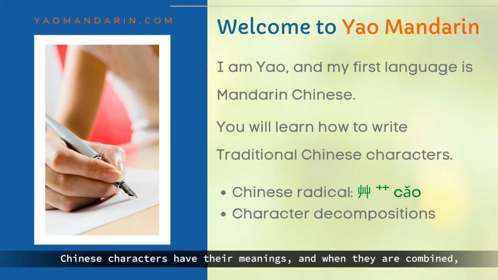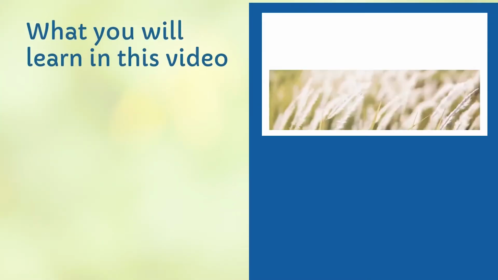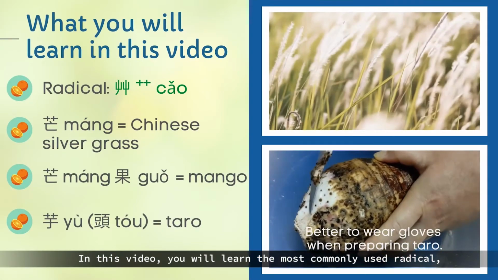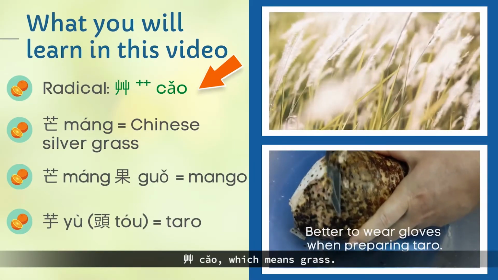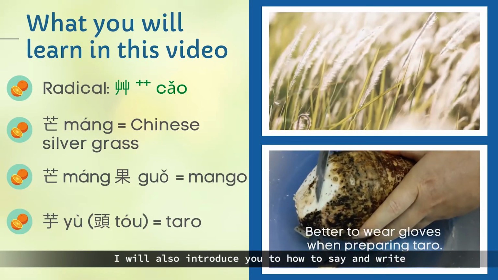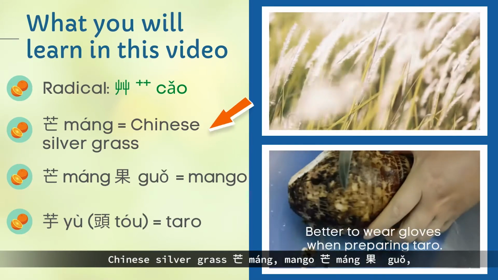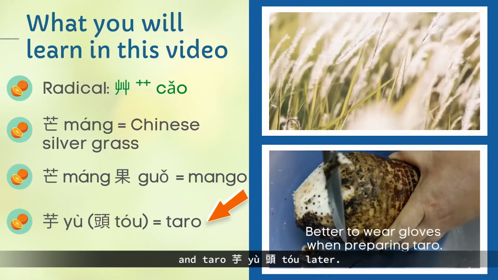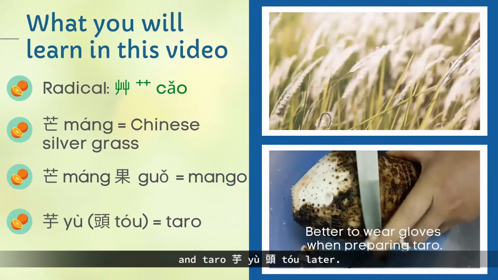Chinese characters have their meanings, and when they are combined, it will create another meaning. As a result, I'll present them together. In this video, you'll learn the most commonly used radical, 草, which means grass. I'll also introduce you how to say and write Chinese silver grass, 芒, mango, 芒果, and taro, 芋头, later.